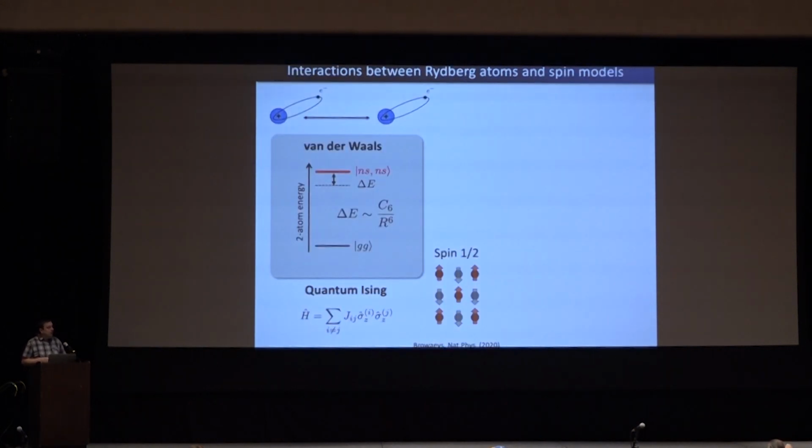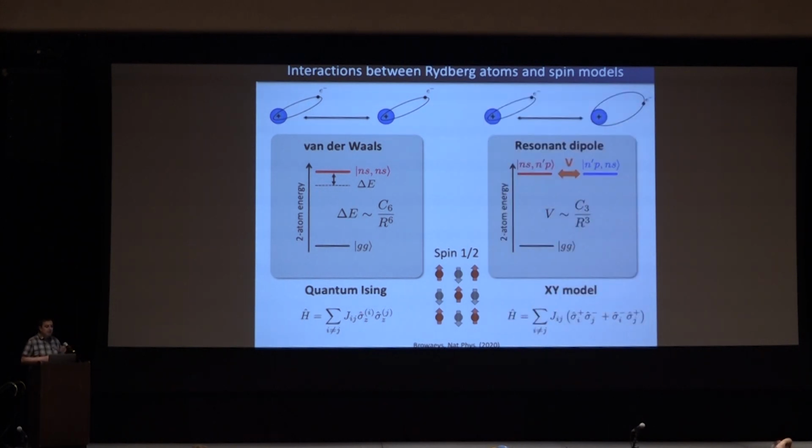Alright, so as for the interactions between Rydberg atoms, there are different types of interactions. Perhaps the most well-known are van der Waals interactions that scale with distance as 1/r^6. And this happens whenever you have two atoms in the same Rydberg state. This amounts to diagonal terms in the coupling matrix that you can use to implement the quantum Ising model, where you see the sigma z Pauli operator.